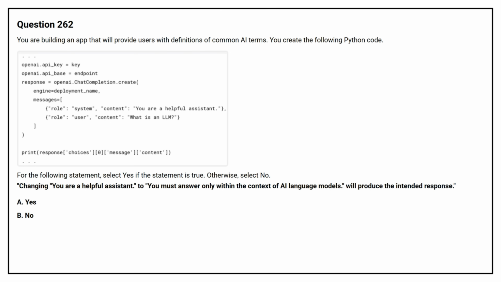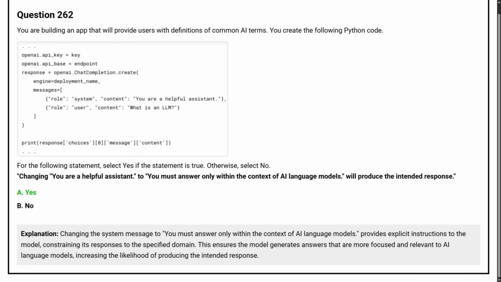Option A, yes. Option B, no. The correct answer is option A, yes. Changing the system message to "you must answer only within the context of AI language models" provides explicit instructions to the model, constraining its responses to the specified domain. This ensures the model generates answers that are more focused and relevant to AI language models, increasing the likelihood of producing the intended response.